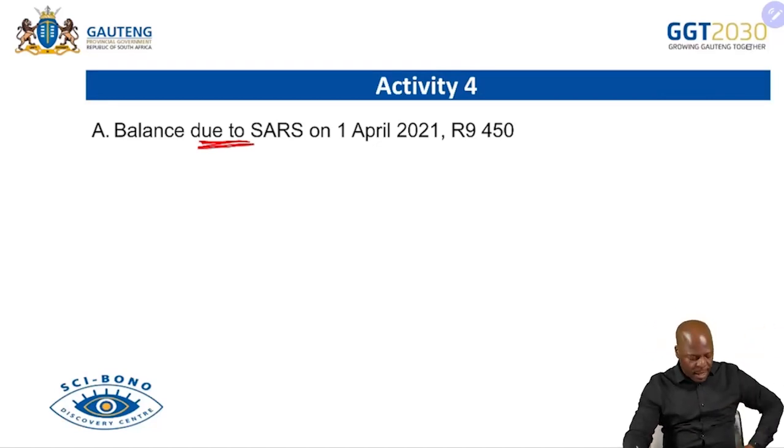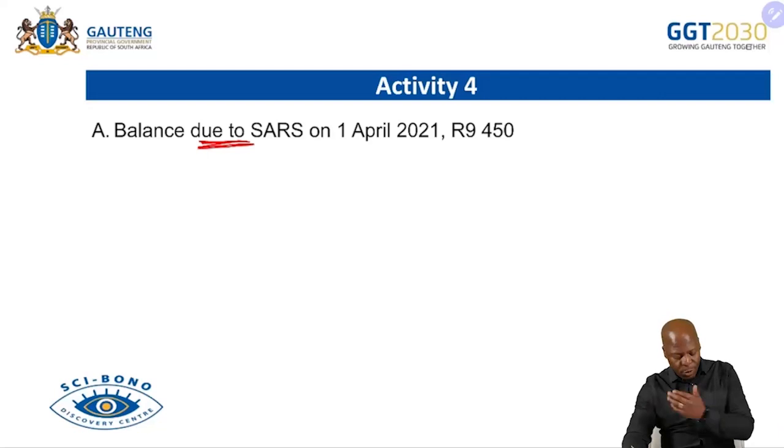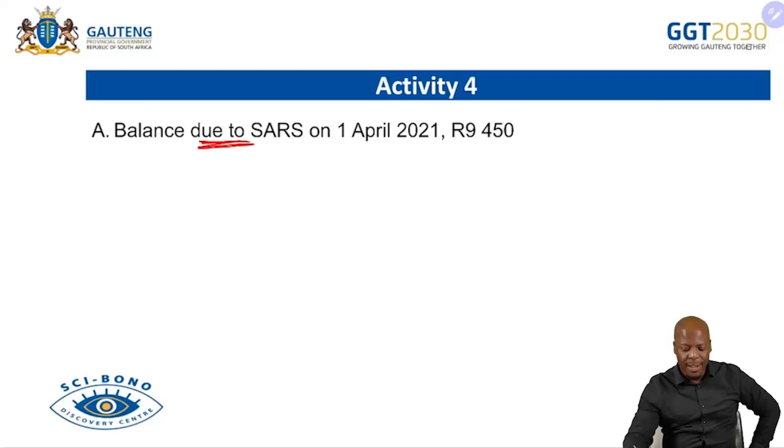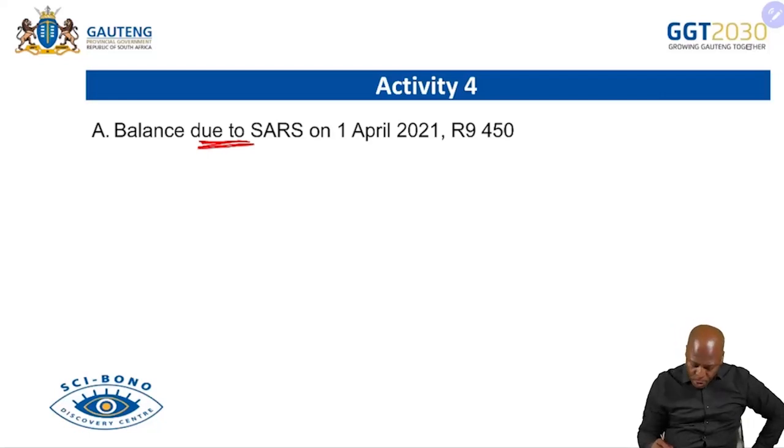Does it mean that SARS is owing me or I'm owing SARS? Balance due to SARS. If I'm to open a VAT control account, is it going to be on the input or on the output? Due to. So it is payable to. So my output is the payable side. So this balance, therefore, should go to the output side. That is the credit side of the VAT control account.